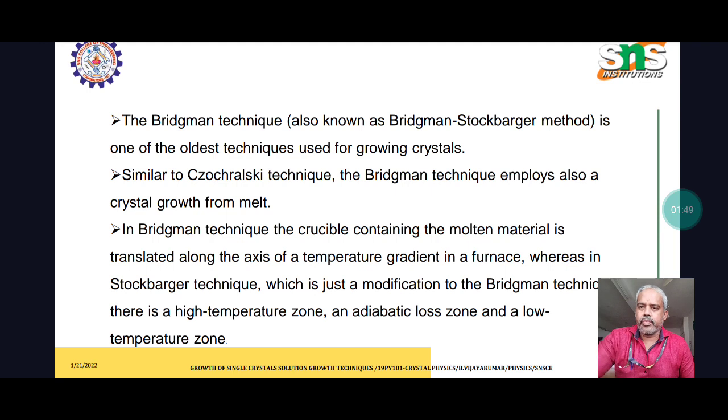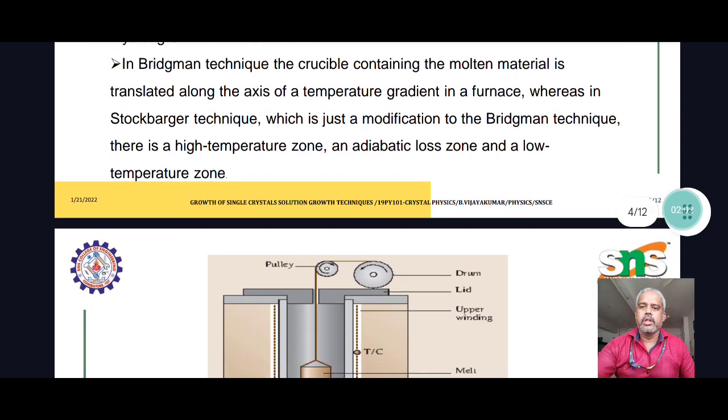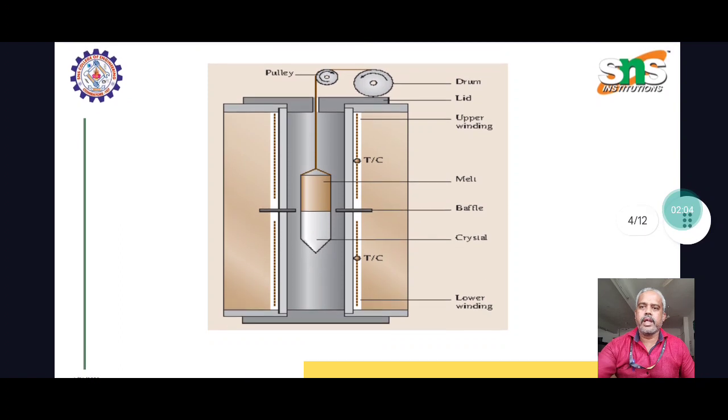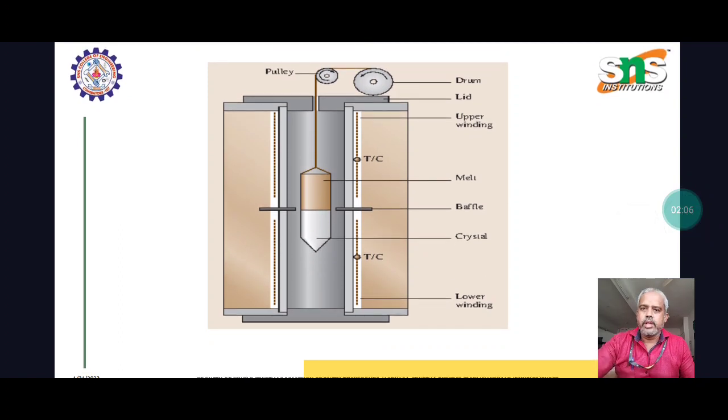the Stockbarger technique, which is just a modification of the Bridgman technique, there is a high temperature zone, an adiabatic zone and a low temperature zone. There are 3 zones in it. So this is a diagram of the Bridgman technique.